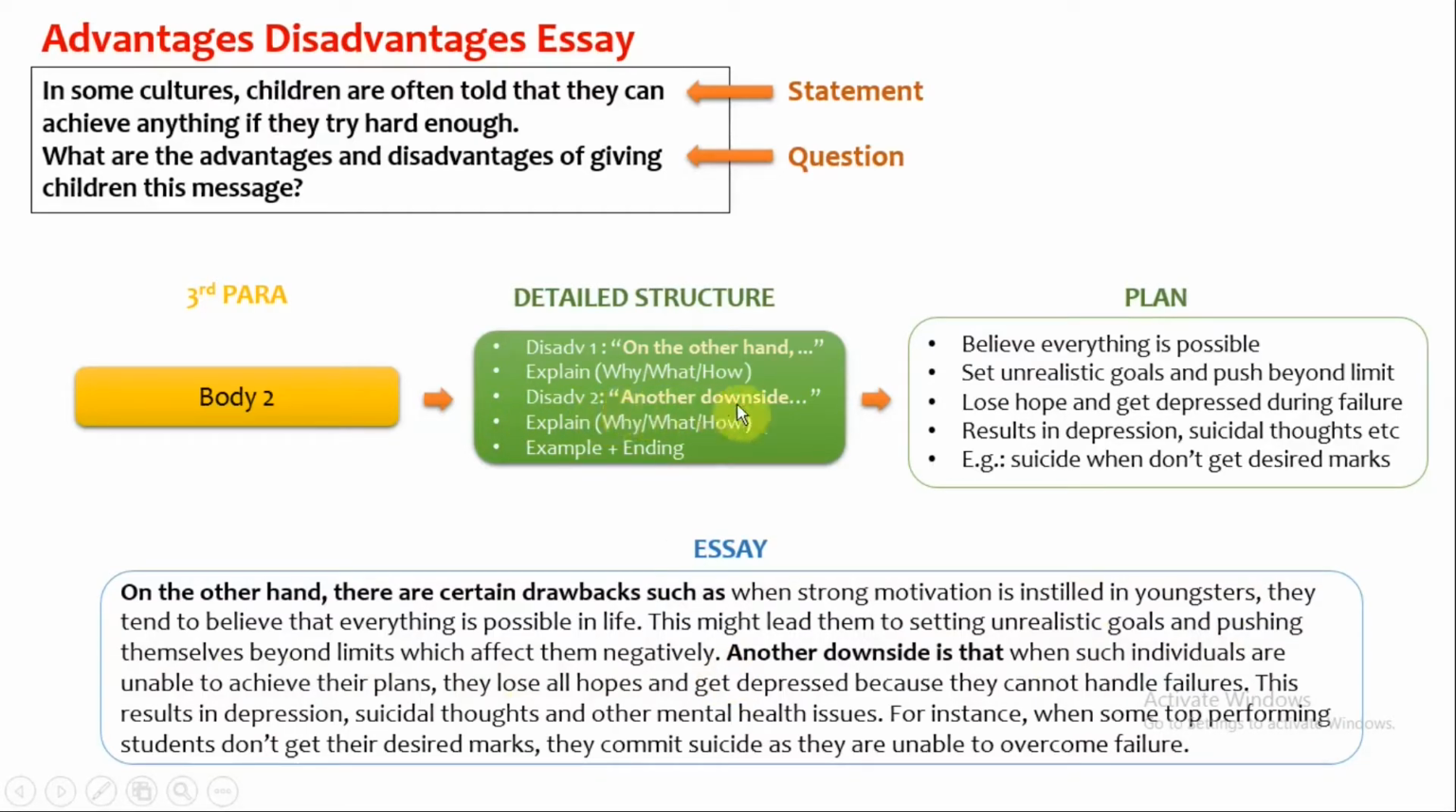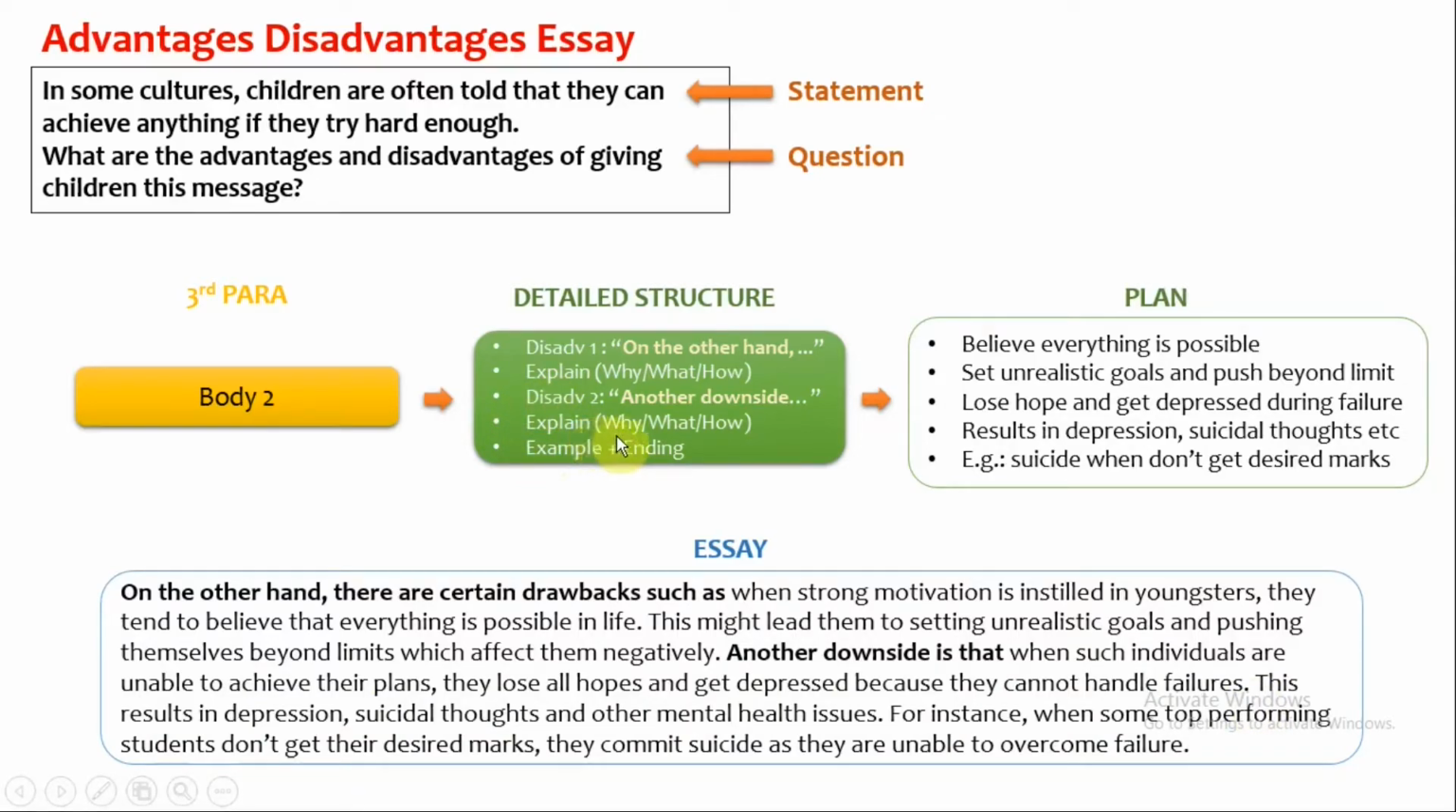Next sentence is second disadvantage. Always start this sentence with another downside is that. Our third sentence will be, another downside is that when such individuals are unable to achieve their plans, they lose all hopes and get depressed because they cannot handle failures. Next, fourth sentence should explain the third sentence.